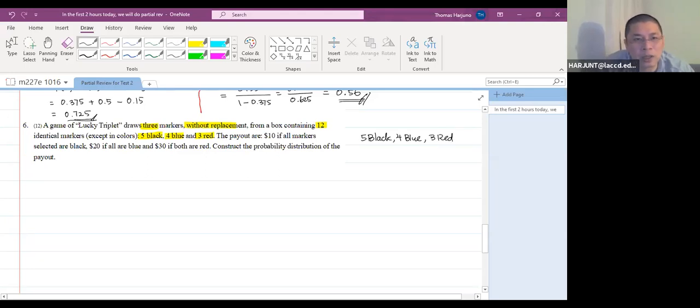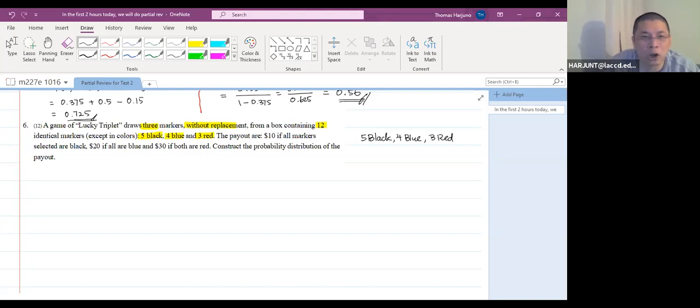So it's markers again, huh? I think in the past I changed that markers into soda, lucky soda. So instead of 5 blacks, 4 blue, 3 reds, I think I once made 5 Coke, and then 4 Pepsi, and then 3 Fanta, for example. Okay, so we will select 3.